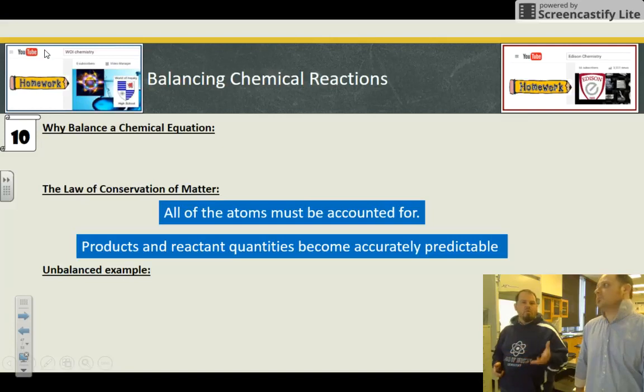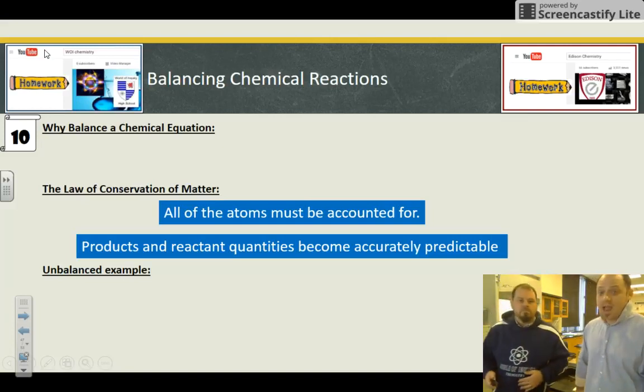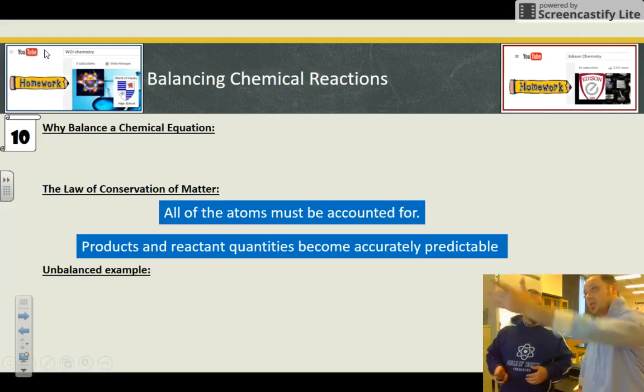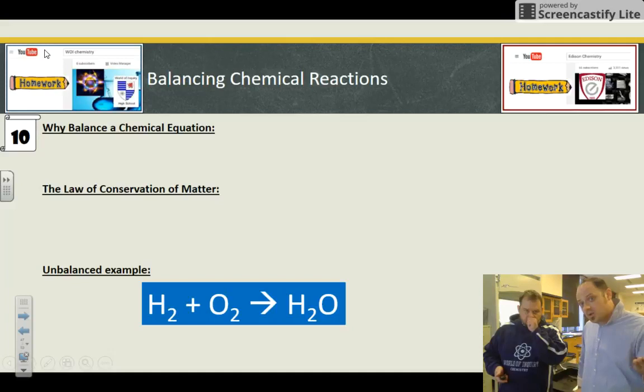The product and reactant quantities of carbon must be the same. And everything becomes accurately predictable, and we'll be able to use this in a later lesson to predict the outcomes of reactions. This is an equation that is not balanced, and let me show you how.